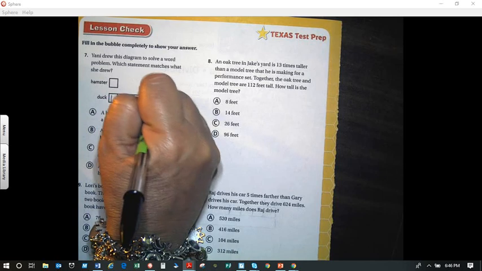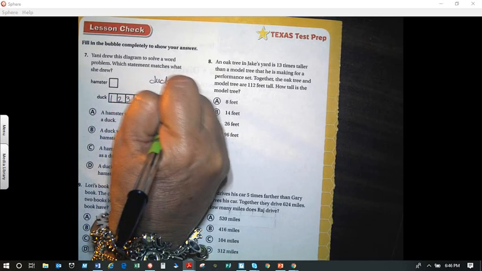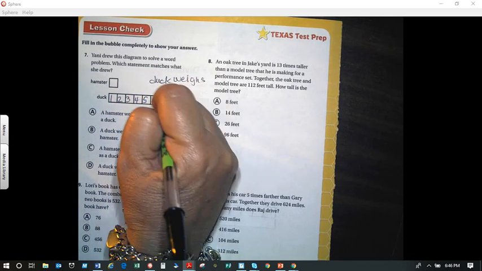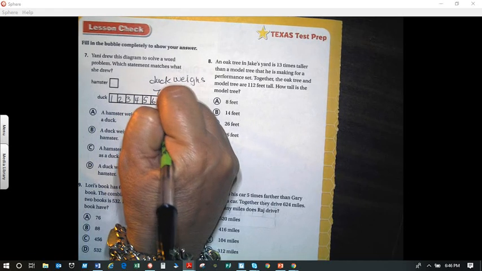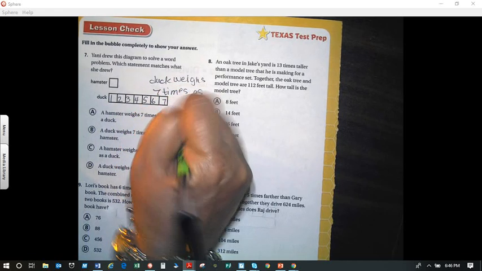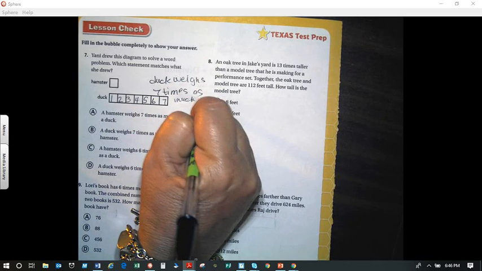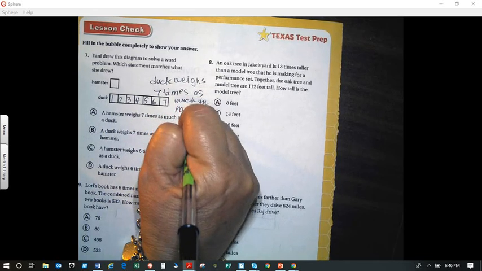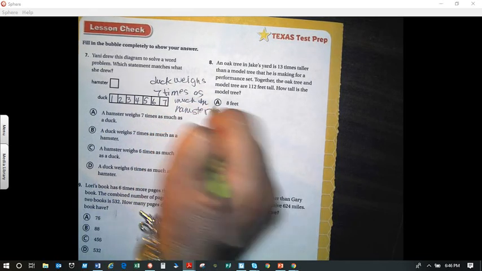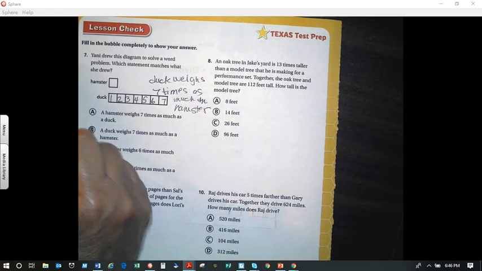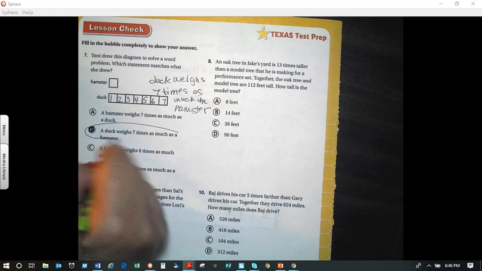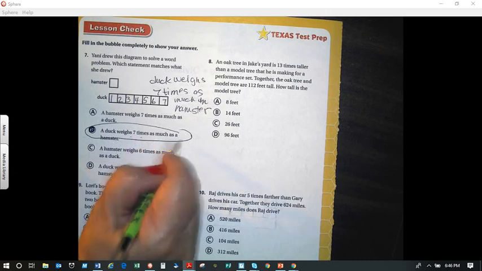So the duck weighs 7 times as much as what? The hamster. So do you see one that says that? Yep, it'll be B. The duck weighs 7 times as much as the hamster.